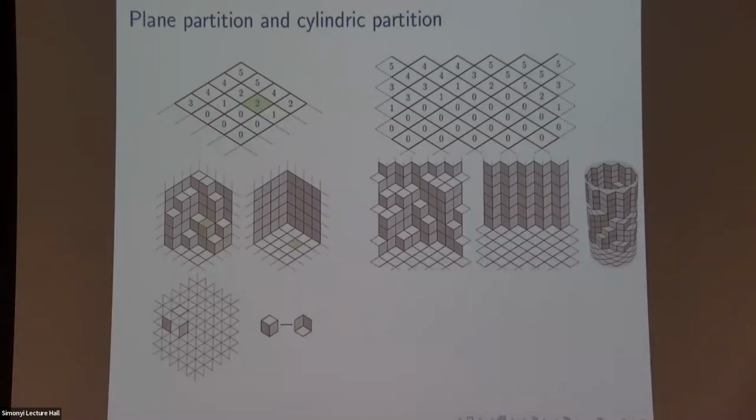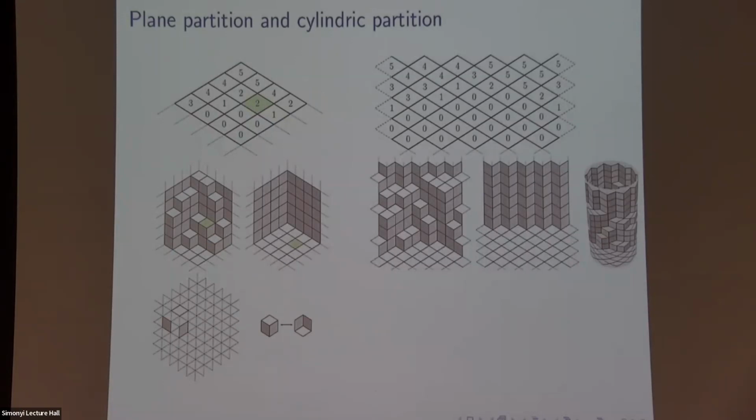One more comment. If we think about it as a stack of cubes, then a natural move is to add or remove cubes to this stack of cubes, and this corresponds to the following change for the Lozenge tiling configuration.